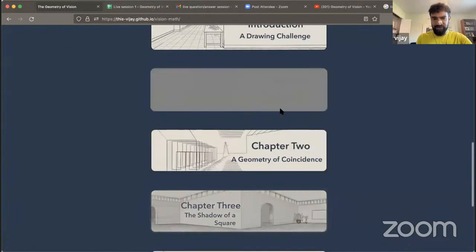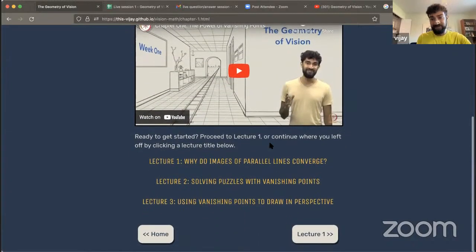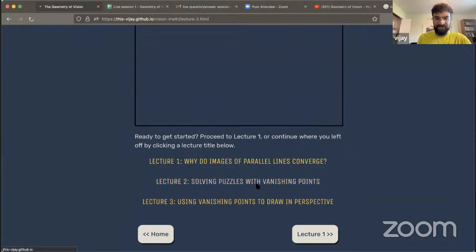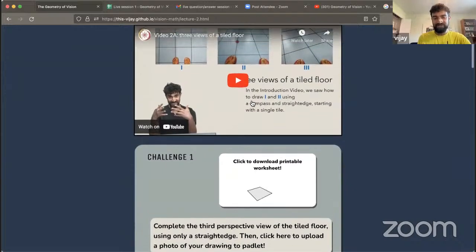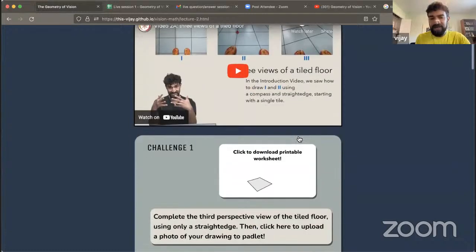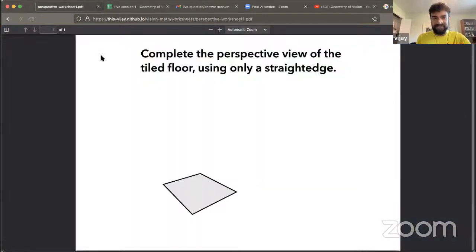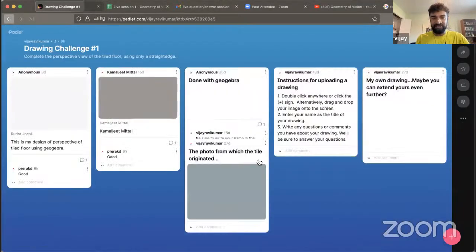So for chapter one, which is completed now, you can click there. There's the intro video, which explains the basic drawing challenge from this week. And then each of these lectures you can go through. For example, the first drawing challenge is from the course teaser video. It's based on completing this perspective view of the tiled floor, starting with this quadrilateral and only using a straight edge. So I'll just show that again.